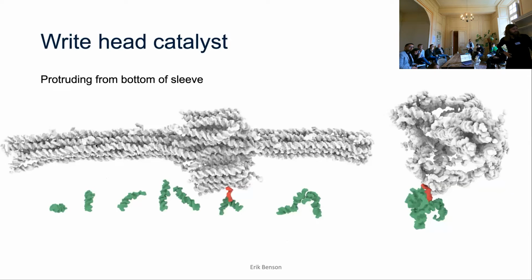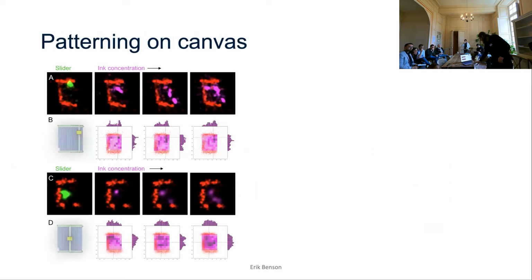This is how we imagine it working. We have this array of pixels. We have a write head DNA strand below the write sleeve that interacts with the pixels to get them to interact. And then just looking at what printing looks like, we can lock the slider in a corner, for example, and then flow in more and more ink to see how much ink we need to achieve patterning.